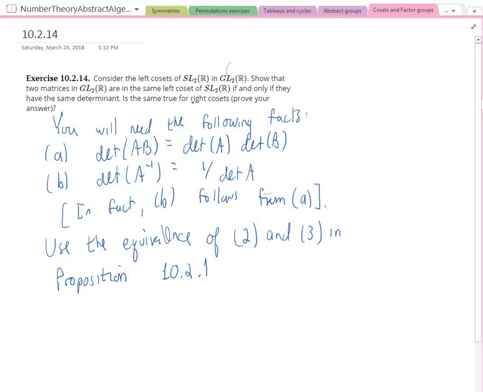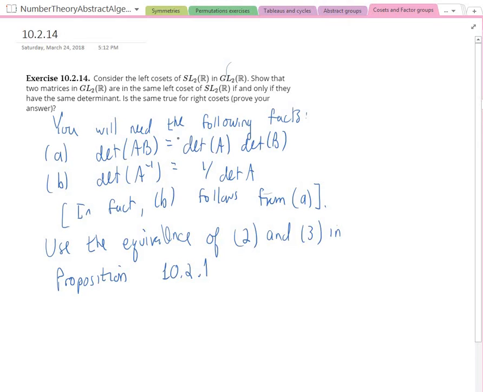All right, so we want to show that 2 elements in the same coset of SL2 of R must have the same determinant, and vice versa. You'll need these 2 facts. First of all, you'll need the fact that the determinant of the product of 2 matrices is the product of the determinants. Determinant of AB equals determinant of A times determinant of B. And the second fact you'll need is that determinant of A inverse is 1 over the determinant of A. In fact, part B follows from part A because A times A inverse is the identity. So you can think about that.